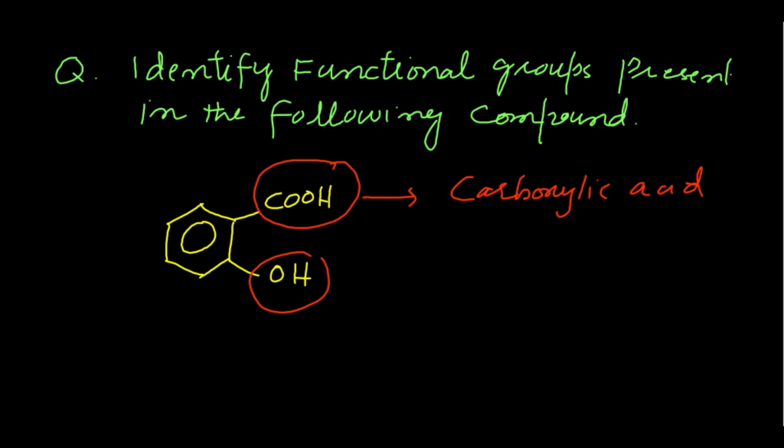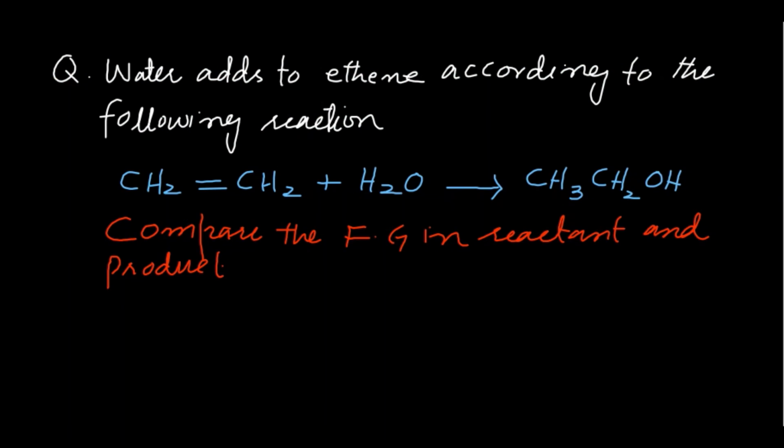And here, OH. OH is an alcohol. So which functional groups are present here? Carboxylic acid as well as an alcohol group. Hydroxyl group which is present in alcohol. Carboxylic group which is present in carboxylic acid. I hope this is clear to you, students. Now students, see the next question.